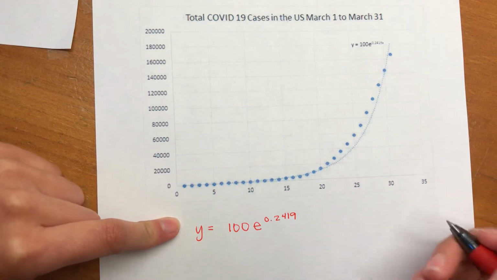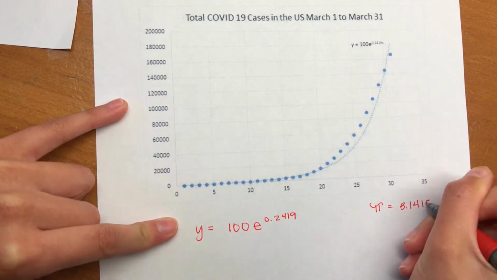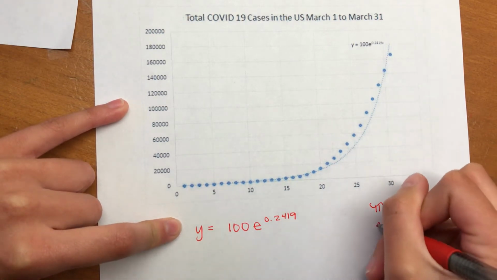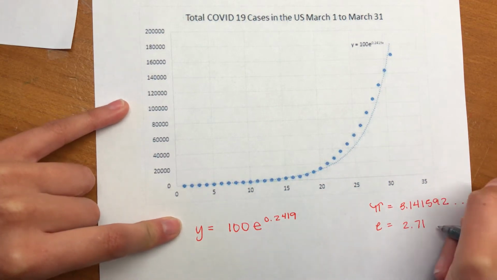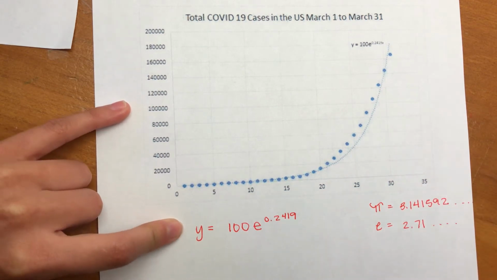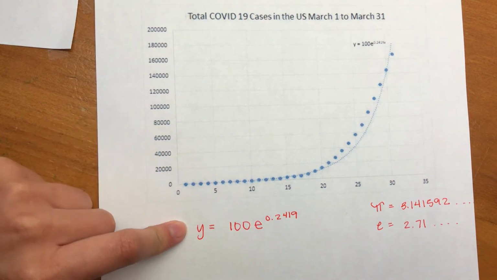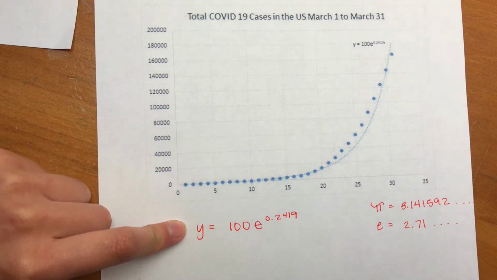E is kind of like pi. You know how pi equals 3.141592, that keeps going? E always equals 2.71. Oh, I don't remember the rest. It keeps going on as well. So what I'm going to do is rewrite this equation and make this just a little bit easier for us to use for this example.